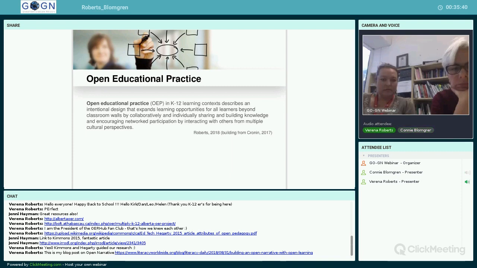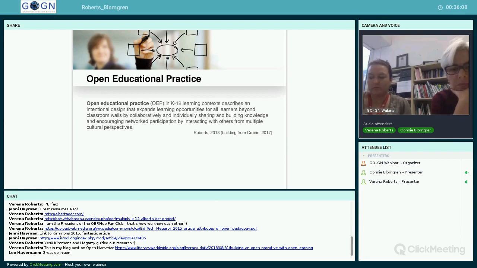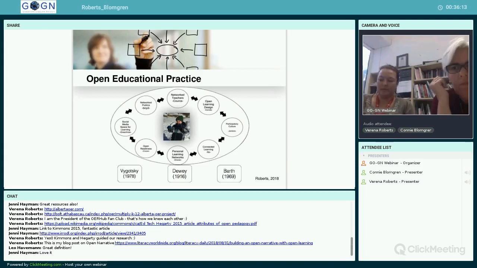So in a K-12 learning context, it describes an intentional design, and that intentionality is very important. It's designing for openness from the beginning, from a technological approach but also a mindset approach, focusing on expanding the learning opportunities for all learners beyond classroom walls by collaboratively and individually sharing and building knowledge and encouraging networked participation by interacting with others from multiple cultural perspectives. And in this day and age, when we think about what's going on politically as well, I think it's really important to think about the possibilities of open learning.